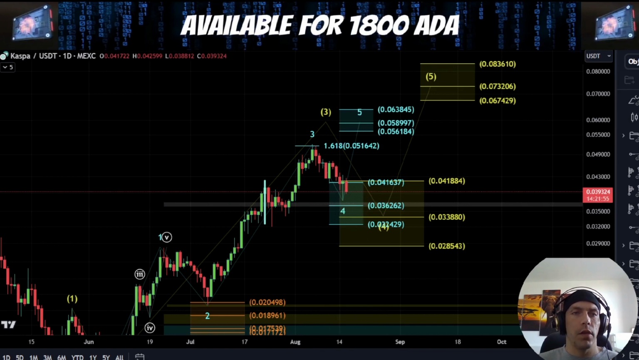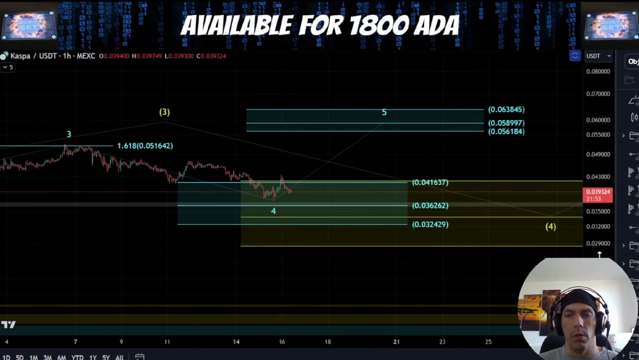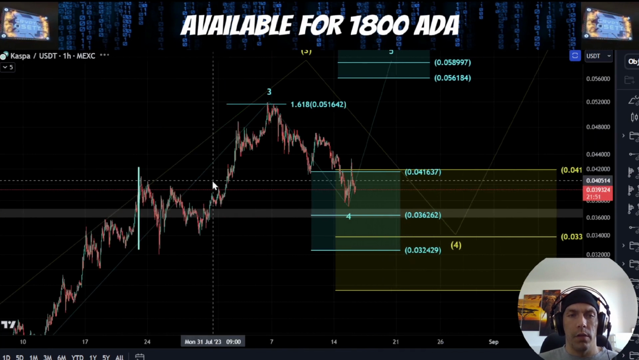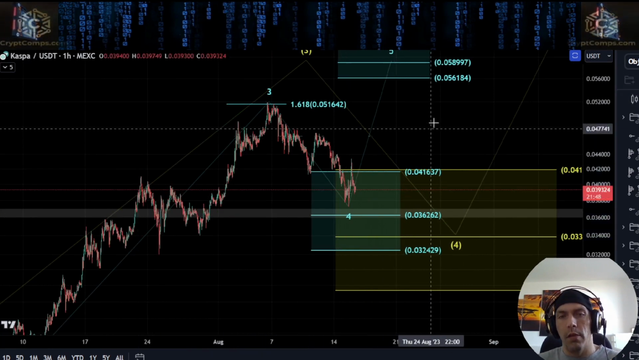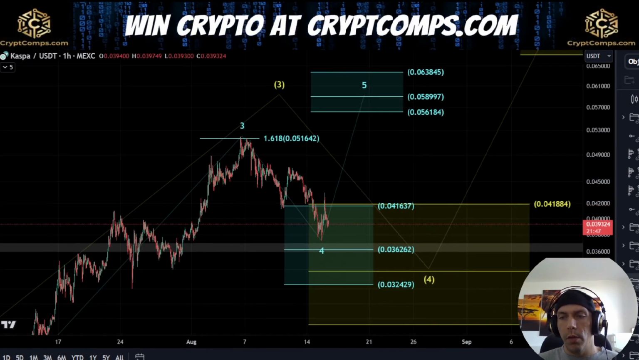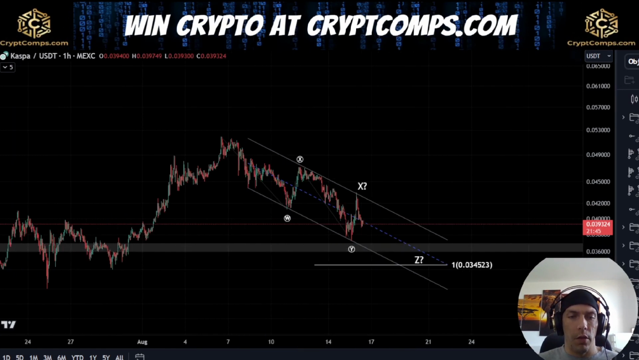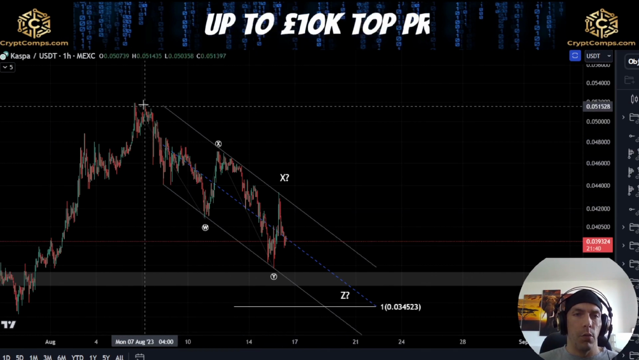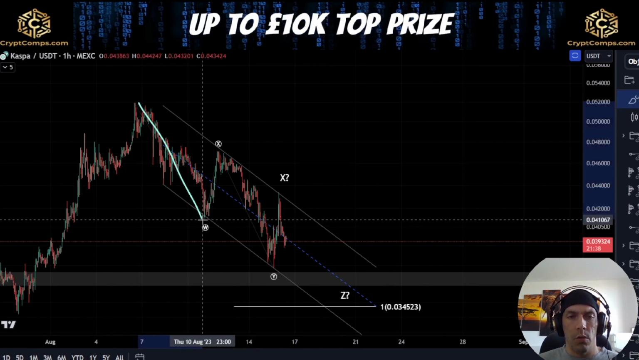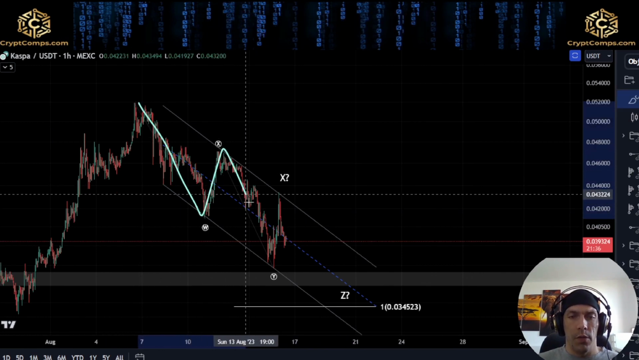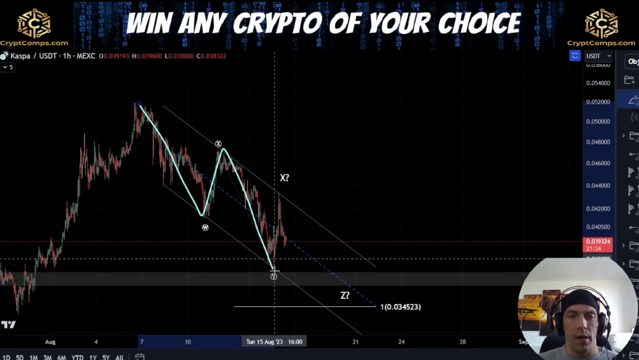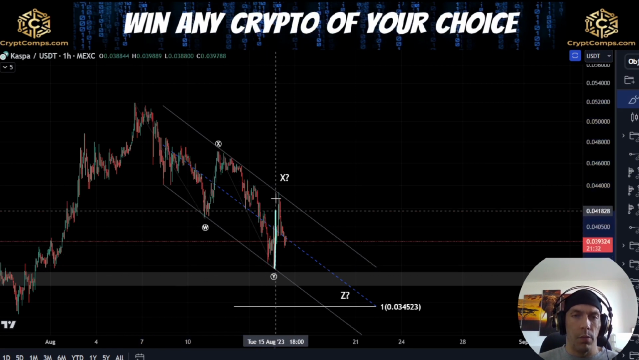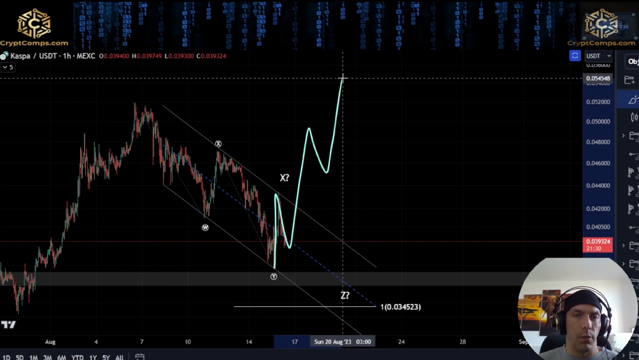Now within this idea here, we're going to come down into the lower degree count. Now if we are looking at this move to the downside here as a fourth wave, what I am looking for is that this move could potentially just be W, X, and Y. Now we have actually come down and we have hit the 1-to-1 of this W wave here already. Now what I want to see is that if this is W, X, and Y here, what I'd be anticipating is 5-wave structure to start to develop to the upside.